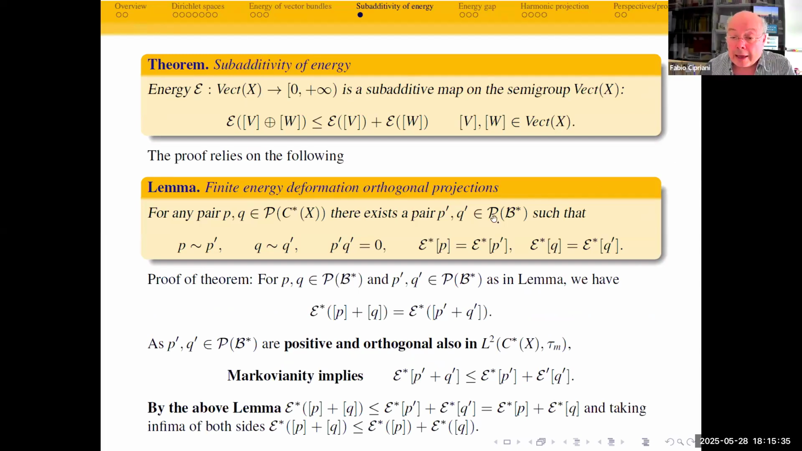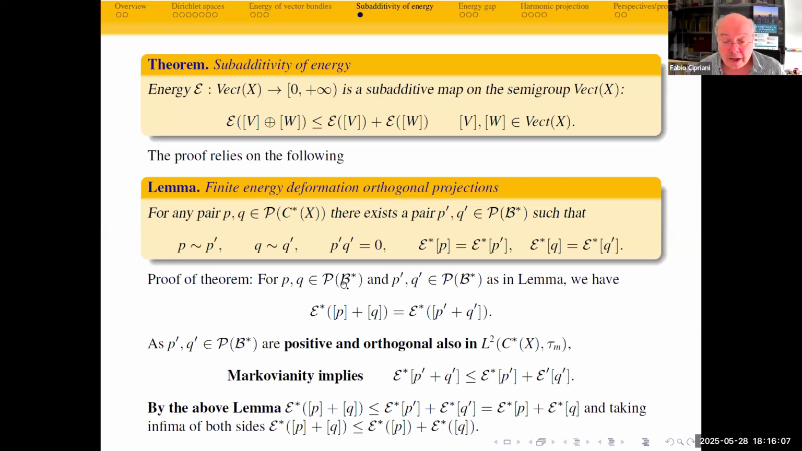Not only can we have the deformation of P and Q in such a way, a finite energy deformation, but also the energy of the deformed projections are equal to the energy of the initial projections. So P and P prime, Q and Q prime have the same energy.